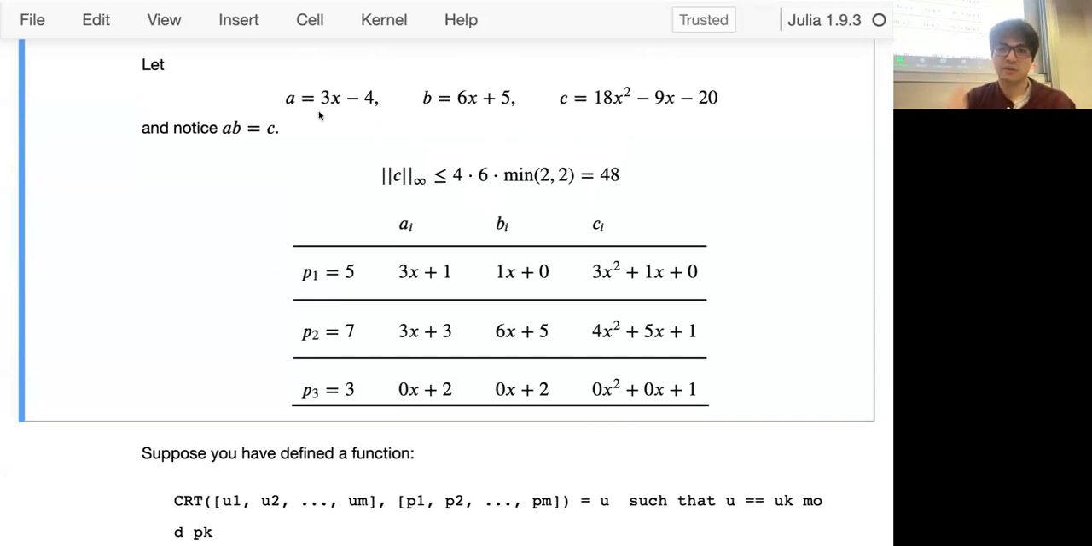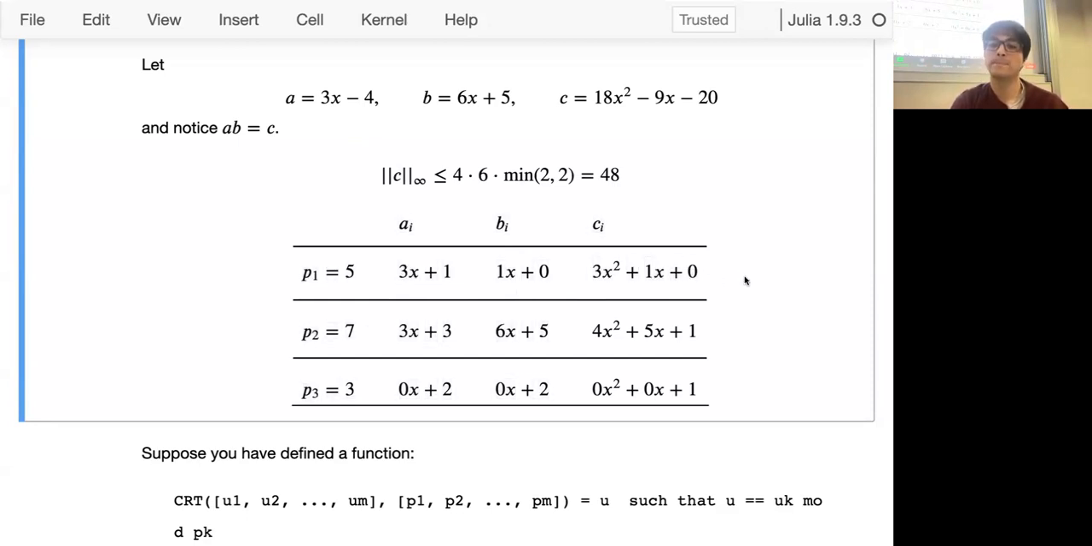Okay, so A is 3x minus 4, B is 6x plus 5. Their product is 18x squared minus 9x minus 20. Let's look at these products, but limit the coefficient field to mod 5, mod 7, and mod 3. Here it is mod 5: 3 mod 5 is 3, minus 4 mod 5 is 1. That's how we get this one. 6 mod 5 is 1, 5 mod 5 is 0. So we have to do 3x plus 1 times x, which gives us 3x squared plus 1x plus 0. That's the product mod 5.